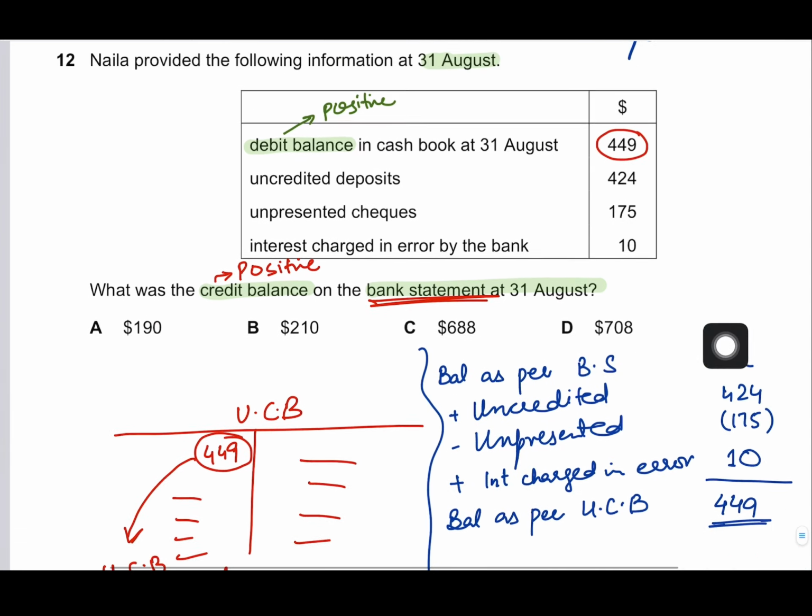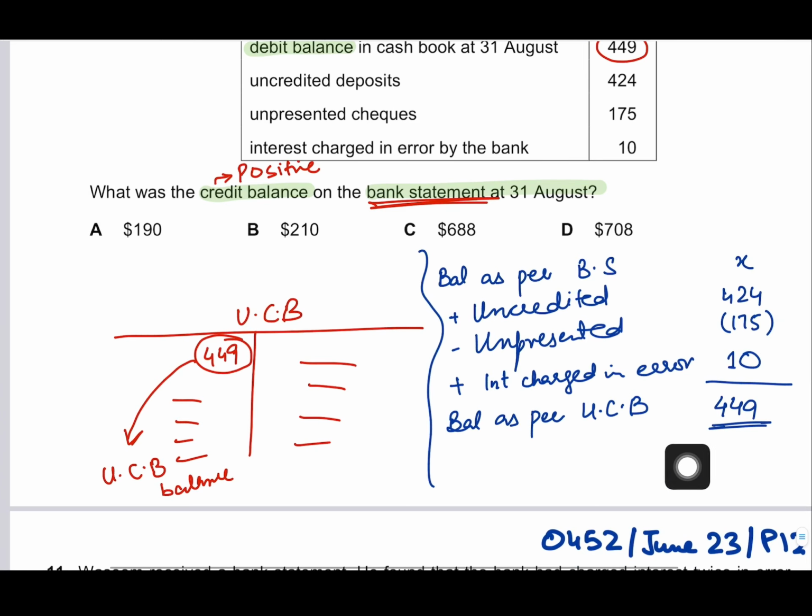So this is one way of doing this. The second one would be if you start with the balance as per updated cash book and you add unpresented, you subtract uncredited, and you subtract the interest charged as well. The answer would be the same. To keep it simple, I have used this format.